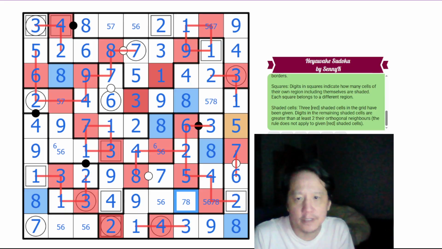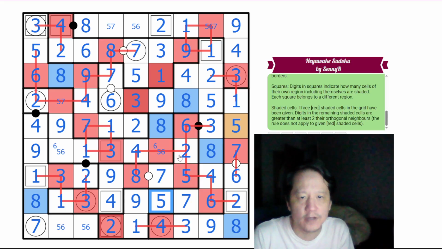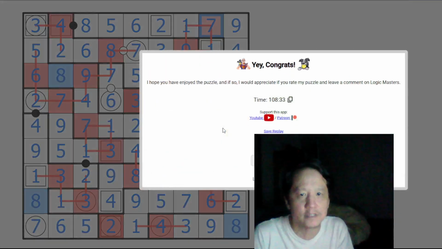8 eliminates 8 here, so this is 7. This can't be 7 or 8, it's 5 or 6. This can't be 8 or 7, so this is 5. 5 makes a 6, which makes that 5, which makes this 6, which makes that 5, which makes that 7, and makes this 6 and 5 there. 7 eliminates 7 here, so it's 5, which makes that 6, and this is 7. Woo!